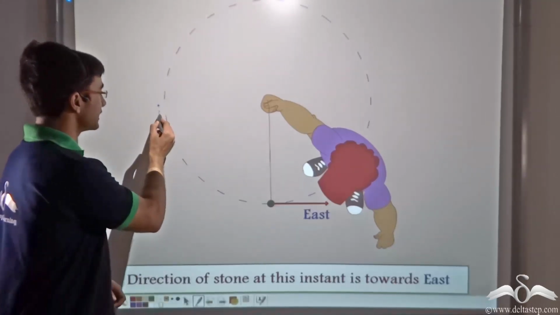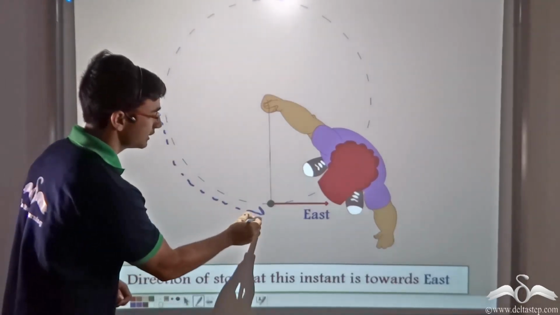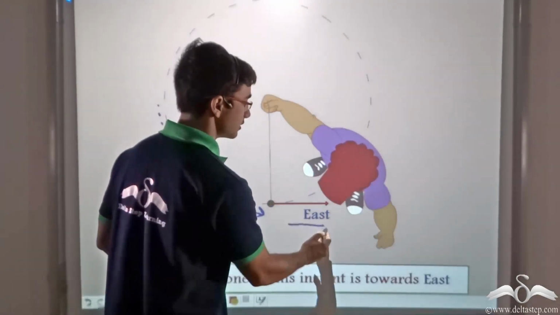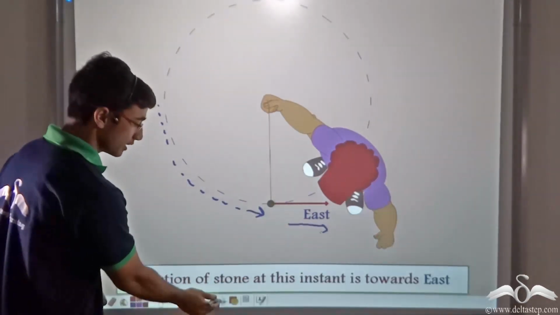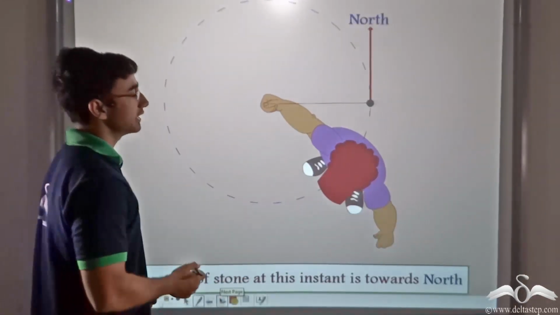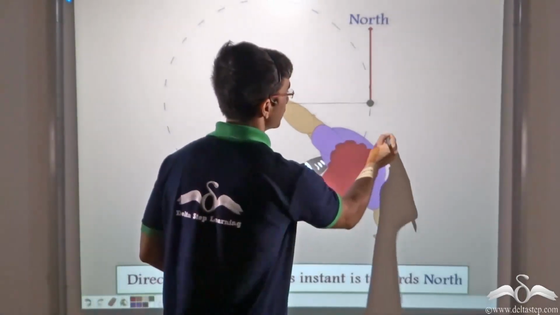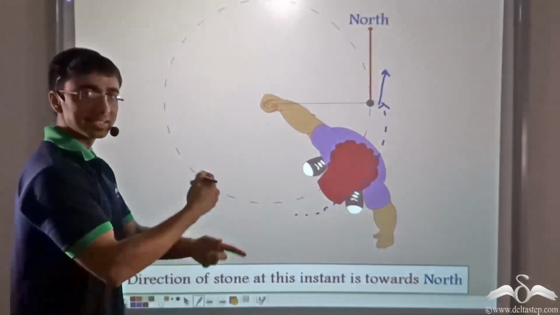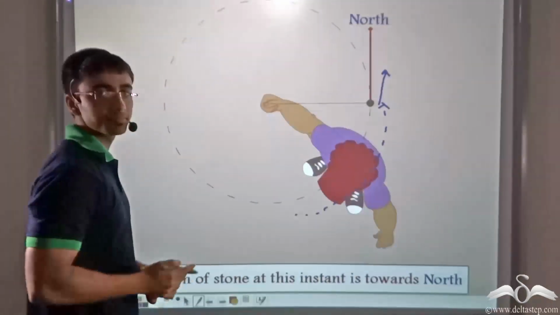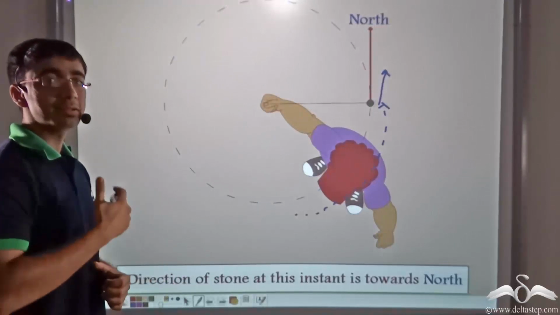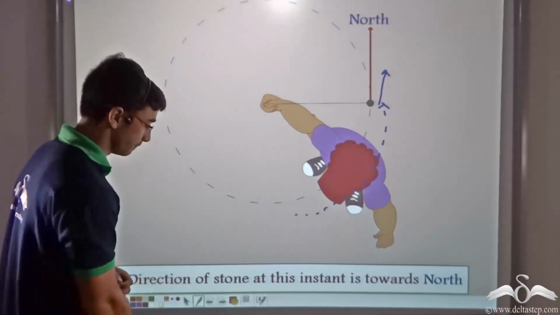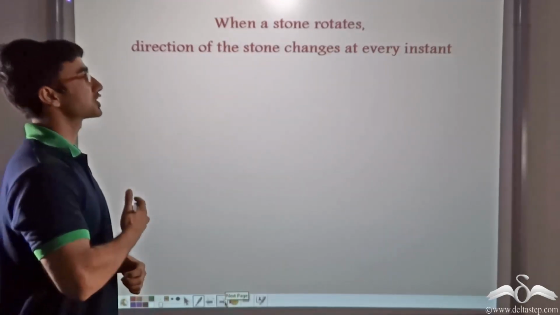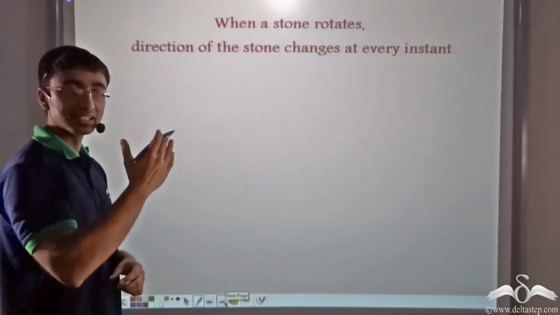Similarly, once it rotates all the way from here and comes to this point, over here we find that the direction of the stone is towards the east. And even further, when the stone moves from here all the way to this point, the stone is pointing towards north. And then again, the entire cycle will be repeated. So we find that at every point, the stone is changing direction. That is to say, when a stone is rotating, the direction of the stone is changing at every instant.